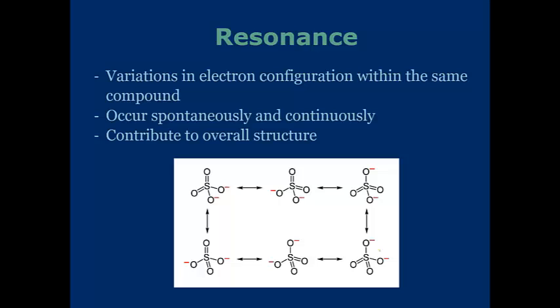Resonance is a variation in the electron configuration that occurs within a structure. This is spontaneous and continuous, so it never stops. Because of this, it'll contribute to an overall stability in structure. Below is a diagram of SO4. As you can see, the double bond positions shift around, and this happens non-stop. This leads to an overall structure stability in SO4.